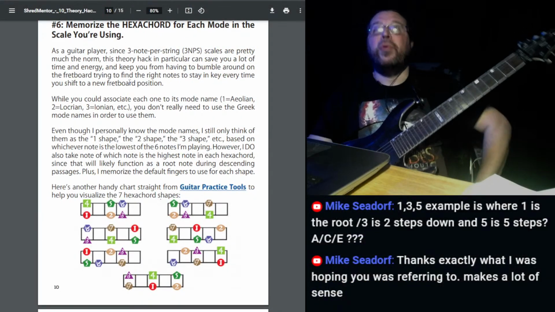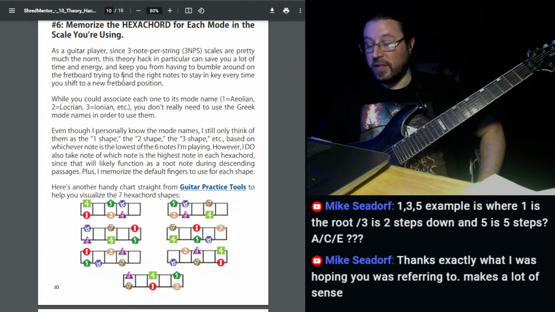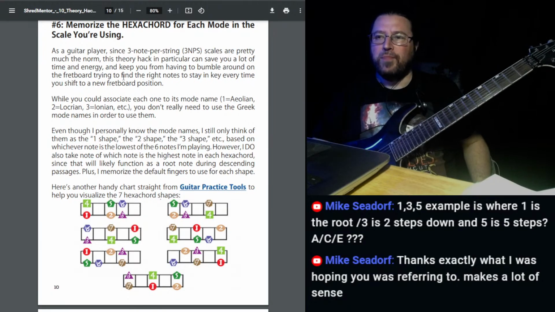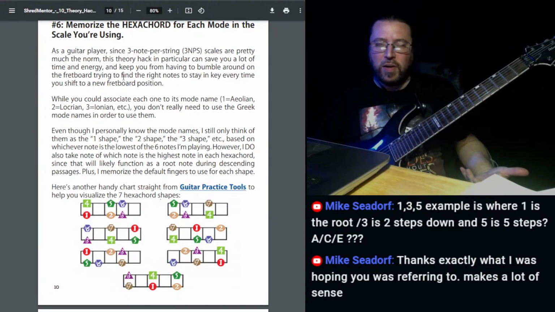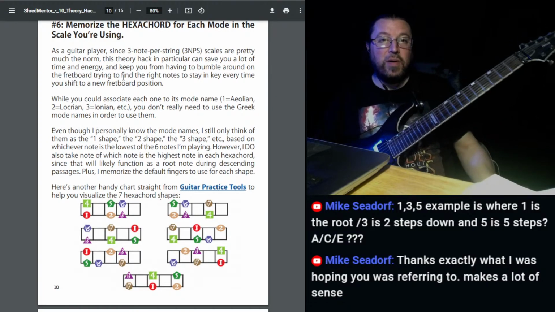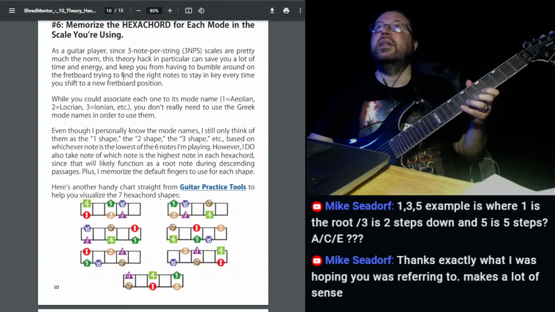Number 6, memorize the hexachord for each mode in the scale you're using. This is where we're getting into more fretboard knowledge types of theory, but 3 notes per string is kind of the norm with the guitar. So this is a great way to take on at least most of the scale under one hand, on 2 strings. It's very, very easy.